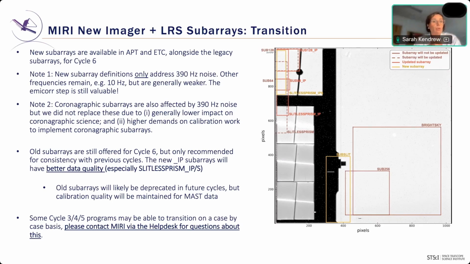There are some good reasons why you might want to still use the old subarrays, so we do keep them available. We likely will deprecate them in future cycles, but for now, the old and new are all available. The new subarray definitions only address 390 hertz noise. There are some other frequencies like the 10 hertz, for example. These are generally far less impactful, but having the new subarrays doesn't mean we can just switch off the EMI core step. So we still have the EMI core step in place, but we will not need to use it for 390 hertz noise.